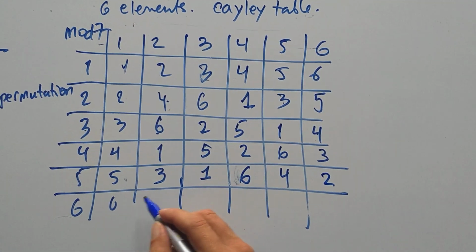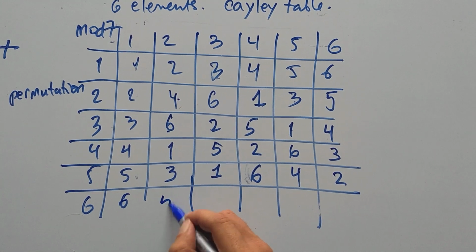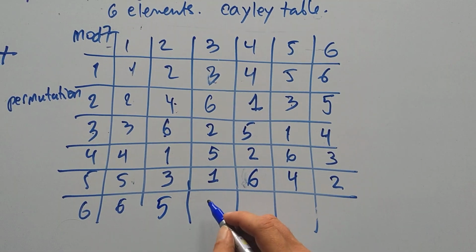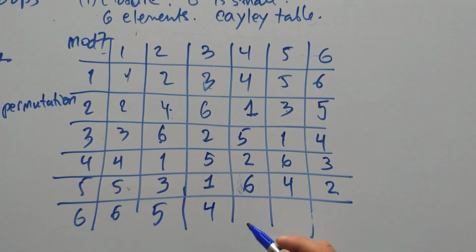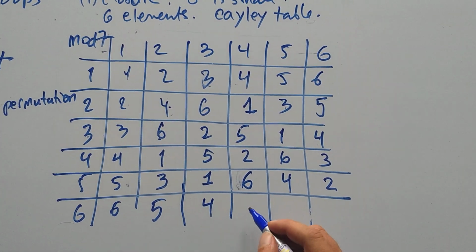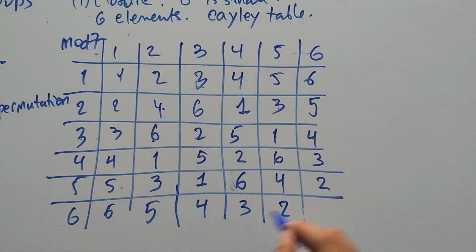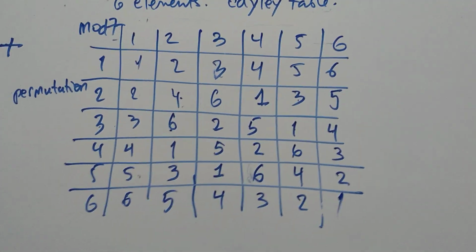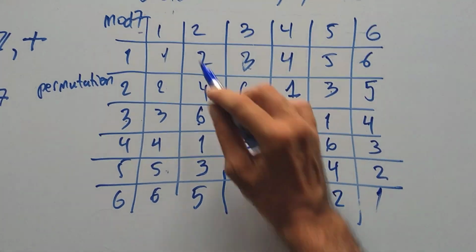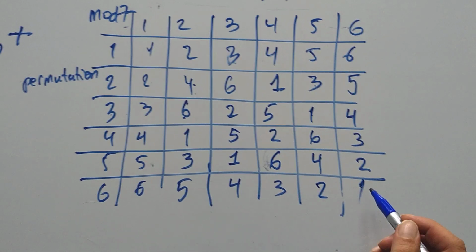6 times 2 is 12, mod 7 that's 5. 6 times 3 is 18, mod 7 that's 4. 6 times 4 is 24, mod 7 that's 3. 6 times 5 is 30, mod 7 that's 2. 6 times 6 is 36, mod 7 that's 1. Now look at this: it's 1, 2, 3, 4, 5, 6 in reverse. The last one, I never noticed this before.